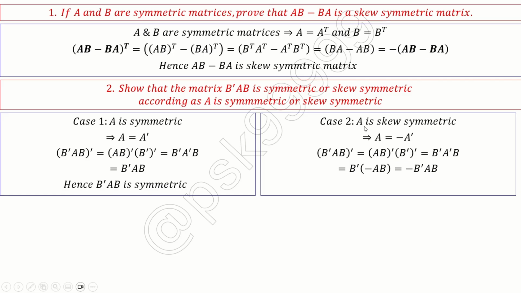And we started with the assumption that A is skew symmetric. So the symmetricity of B dash AB depends absolutely on A. If A is symmetric, B dash AB is symmetric. If A is skew symmetric, B dash AB is skew symmetric. Right? This is what we want to prove.